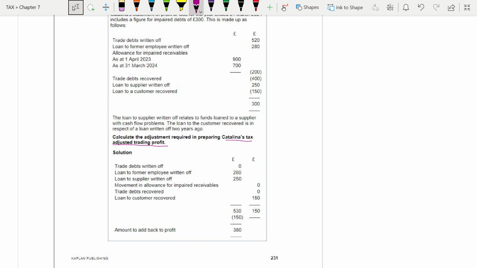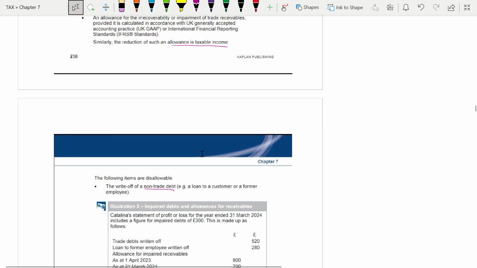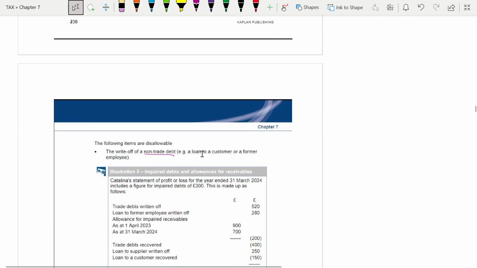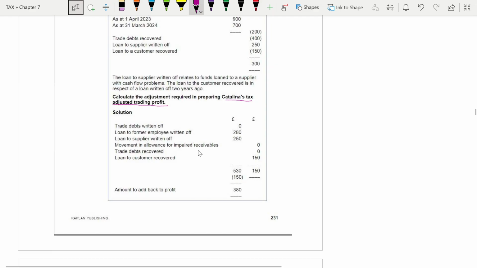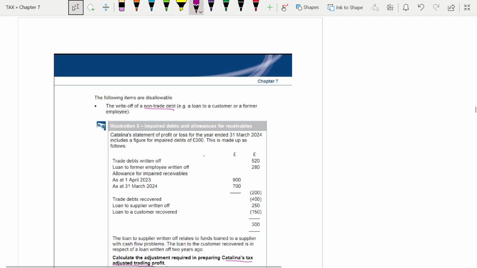Which do we have to add back, and which should not be added back? Trade debts written off: it has been said somewhere that the write-off of trade debts is allowable. So that is the reason they put zero, because it is allowable. A loan to a former employee is not allowable. Just now it has been written somewhere that it is disallowed.